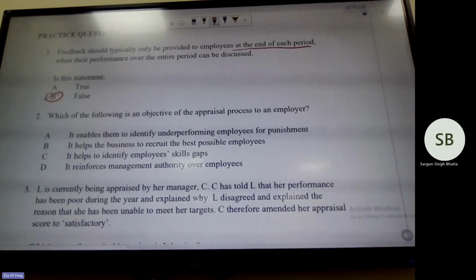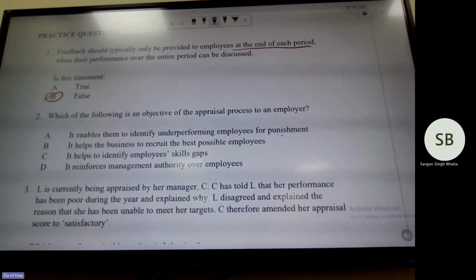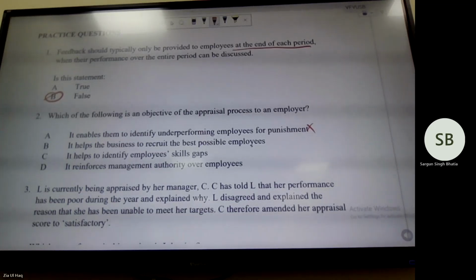Which of the following is an objective of the appraisal process to an employer? It enables them to identify underperforming employees for punishment. No. We are not running a school to punish the students. It helps the business to recruit the best possible employees. No, but it will help the business to realize whether they have appointed the right employee, meaning whether their recruitment process was effective or not.